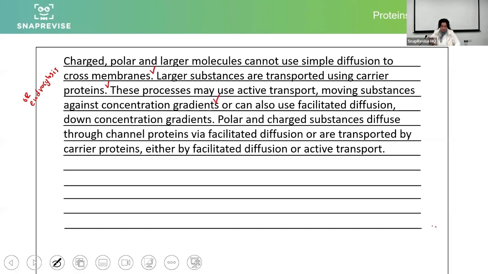That is one mark for mentioning that they're going against the concentration gradient, or they may also use facilitated diffusion down the concentration gradients. That is another mark. Polar and charged substances diffuse through channel proteins by facilitated diffusion, or are transported by carrier proteins by either facilitated diffusion or active transport. That's another mark here. Don't forget that in the mark that you're awarded for clear phrasing, spelling is also checked.